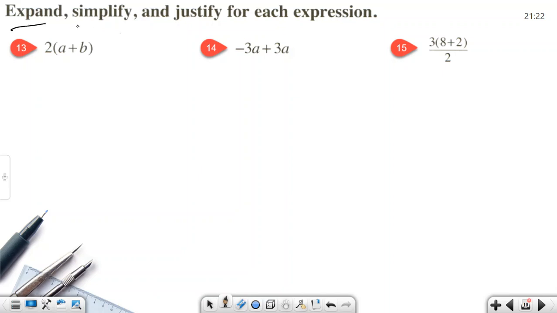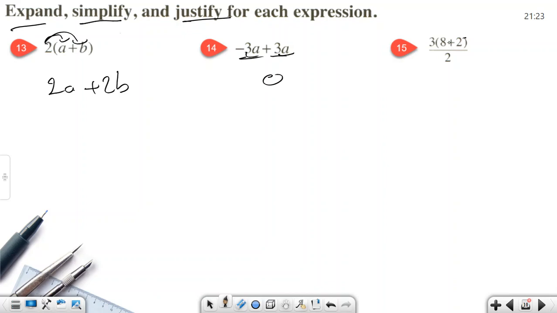So expand, that means we need to use the distributive property. Simplify, if there are like terms we will add them. Justify, so if it's possible we will calculate. 2 times a is 2a, that's expanding the brackets, the distributive property, 2b. Okay, like terms: minus 3 plus 3 is going to be 0 because they're opposites, they have the same value. 3a, 3a, minus n plus n, they will get 0.